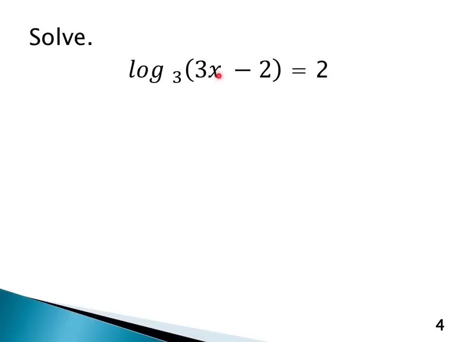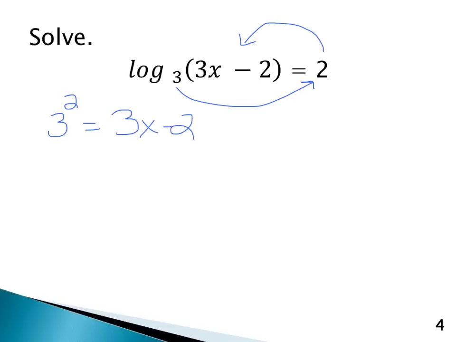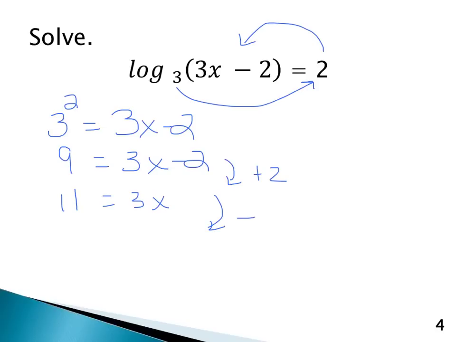Now, here we have a variable inside again. Let's go ahead and convert to exponential form. 3 raised to the 2nd power equals what's inside. So 3 raised to the 2nd power equals what's inside the logarithm, 3x minus 2. 3 squared is 9. We want to get the x term by itself, so let's add 2 to both sides. 11 equals 3x. Now we want to undo that multiplication of 3, so divide both sides by 3, and you get x equals 11 over 3.